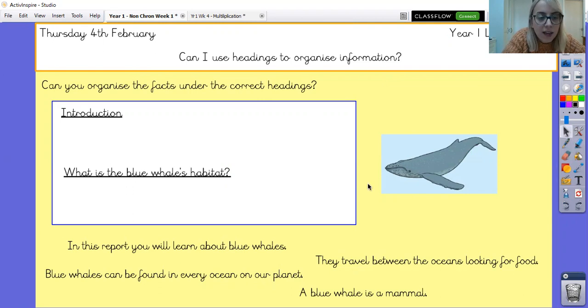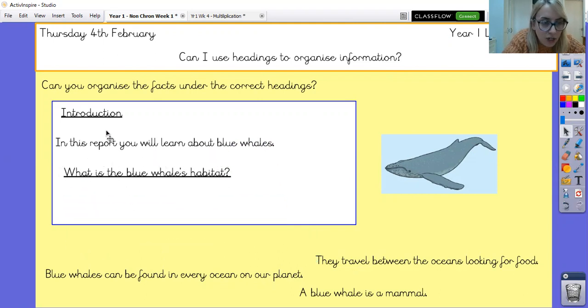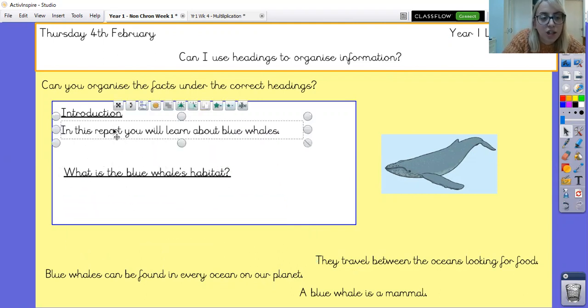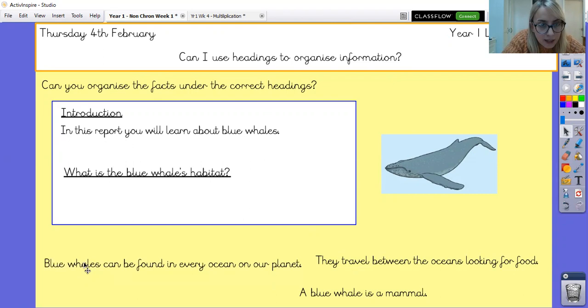Let's have a go then. So the first fact sentence is, in this report you will learn about blue whales. So that's telling the reader what we will find out in this report. And I know that that comes in our introduction. That is the purpose of our introduction, to say what the report will be about. Okay, let's find my next sentence.